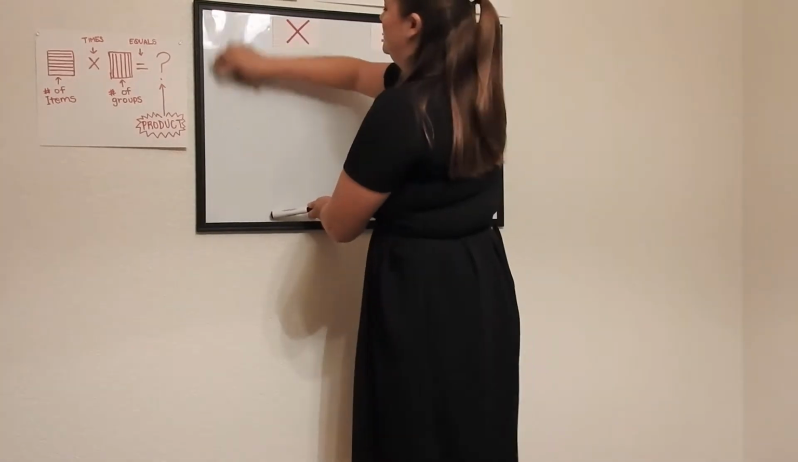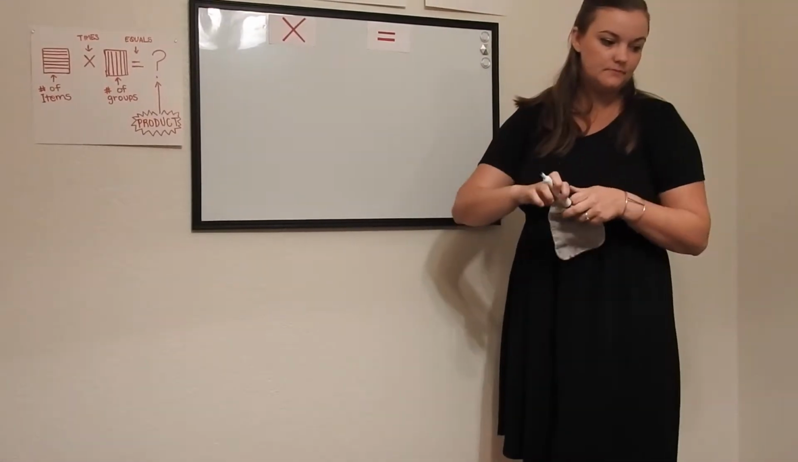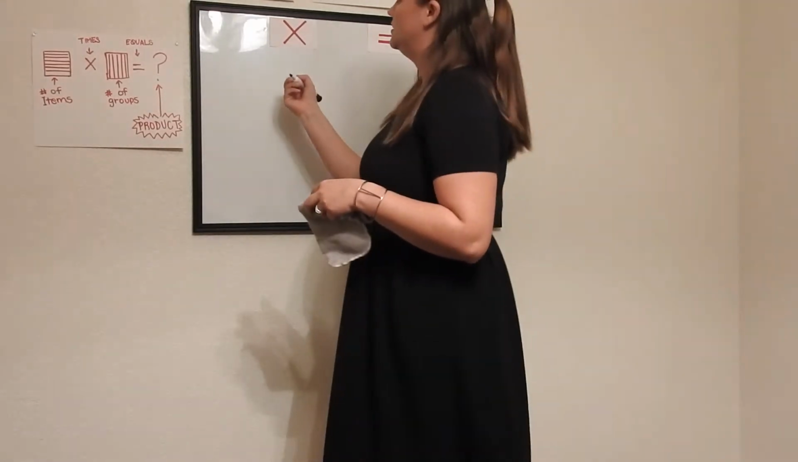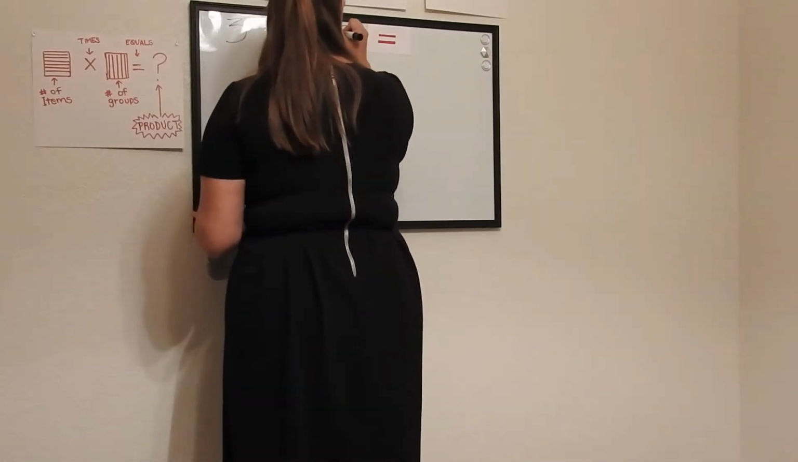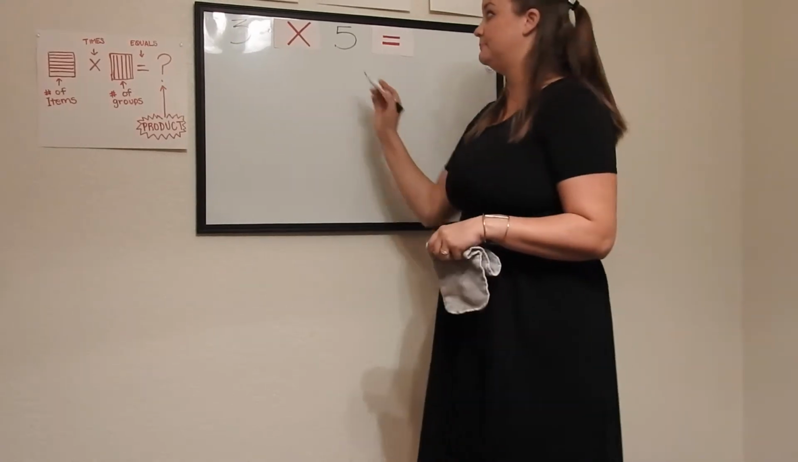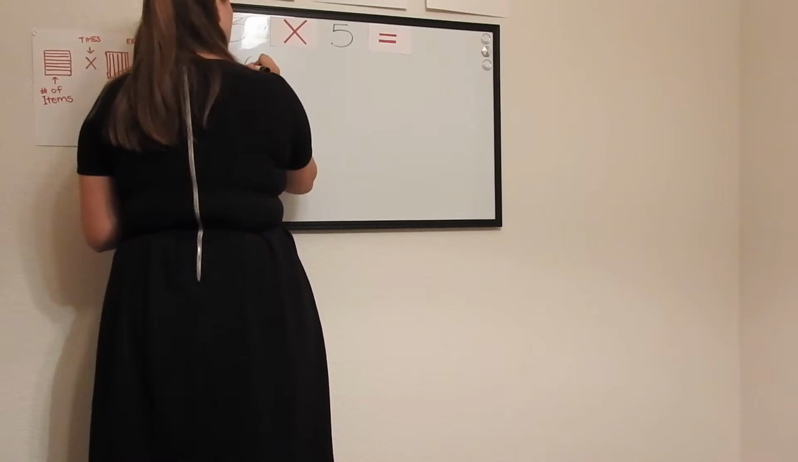Okay. Next up, we're going to try even bigger numbers. Let's see if we do a 3 times 5. How many groups do we have this time? 5 groups. That's a lot of groups.